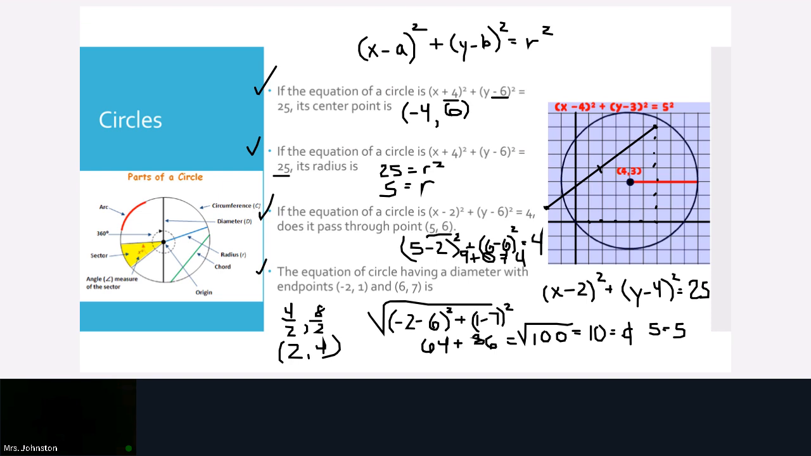And either one of these points should work. We could try them out. -2 minus 2 is -4. -4 squared is 16. 1 minus 4 is -3. -3 squared is 9. If I add 16 plus 9, I really do get 25. So a lot of figuring out, but very good information.